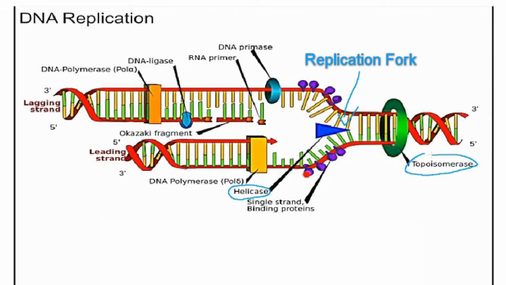Topoisomerase is a protein that breaks, swivels, and rejoins the DNA. It helps relieve strain to the double helix ahead of the replication. Single-stranded binding proteins are proteins that bind to the unpaired DNA strands during DNA replication and stabilize them and hold them apart while they serve as templates for the synthesis of complementary strands of DNA.